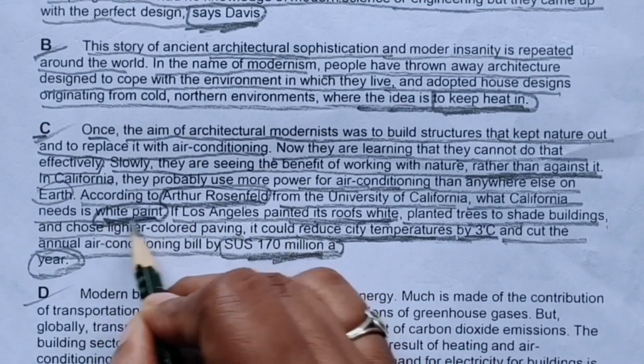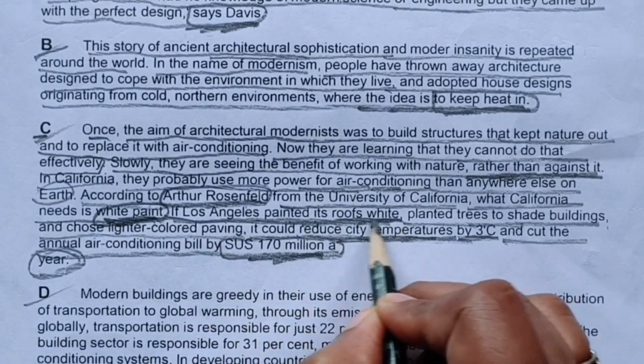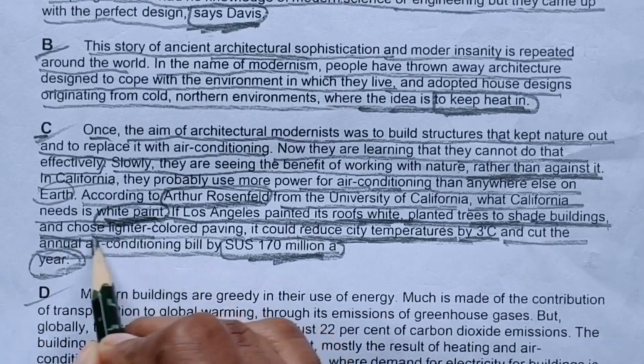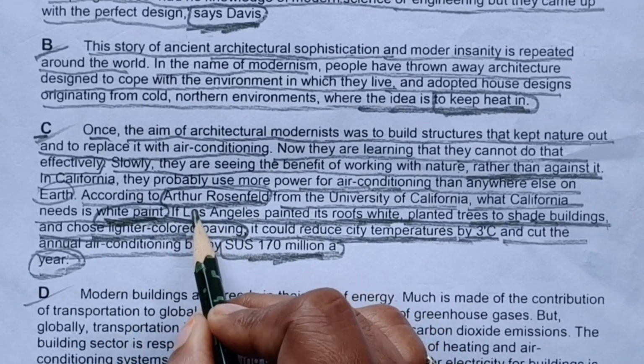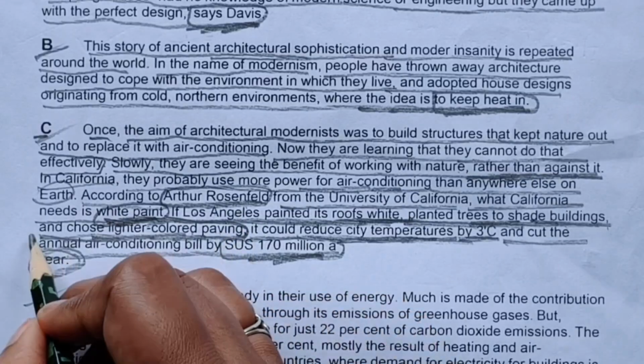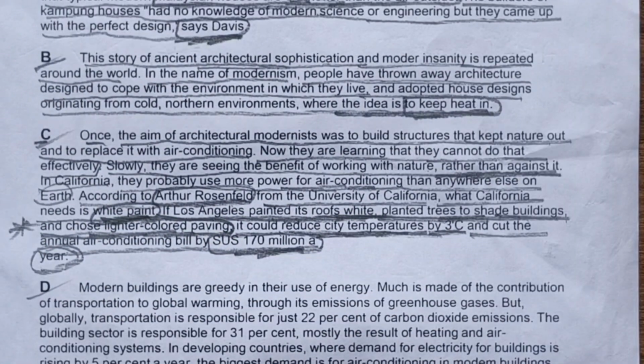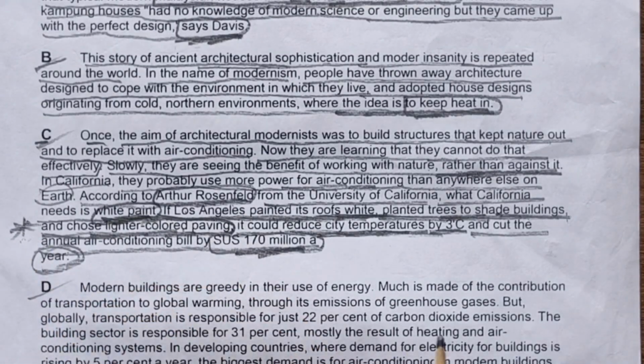Okay, we are getting our answer from these lines: roof white, planted trees to shade buildings, and choose lighter colored paving. So from these lines we are getting our answer. I hope you have understood this, from where we are getting our answer. Let's see another question type.